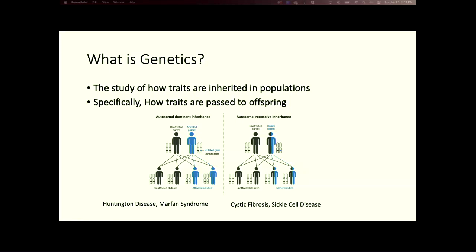We can also have autosomal recessive inheritance, where you need a copy of the trait from each parent in order to get the disease. So in this case, if a parent's a carrier and the other parent is unaffected, some of the children will be unaffected and some of them will be carriers, assuming Mendelian inheritance. And so this is diseases like cystic fibrosis, mucus accumulation in the lung, and sickle cell disease.